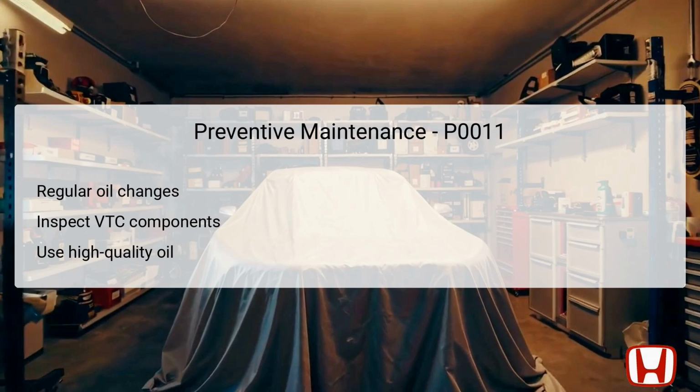To prevent the recurrence of DTC P0011 and maintain optimal engine health, implementing a preventive maintenance schedule is crucial. One of the most effective strategies is to ensure regular oil changes, as clean, high-quality oil is essential for proper VTC operation. This helps reduce the chances of debris building up in the oil passages. Additionally, periodic inspections of VTC components, such as the solenoid valve and actuator, should be included in routine service. This proactive approach allows for early detection of any wear or malfunction before they become serious issues.